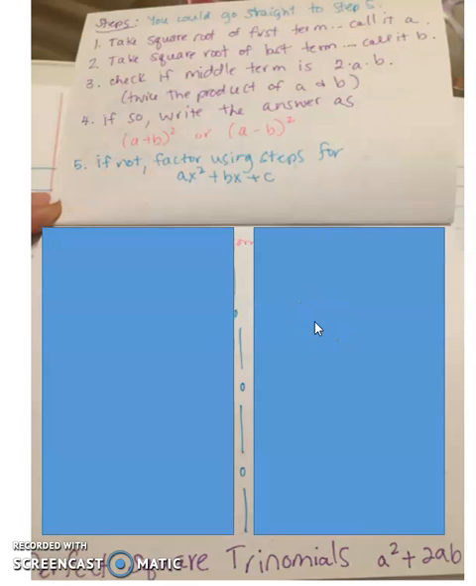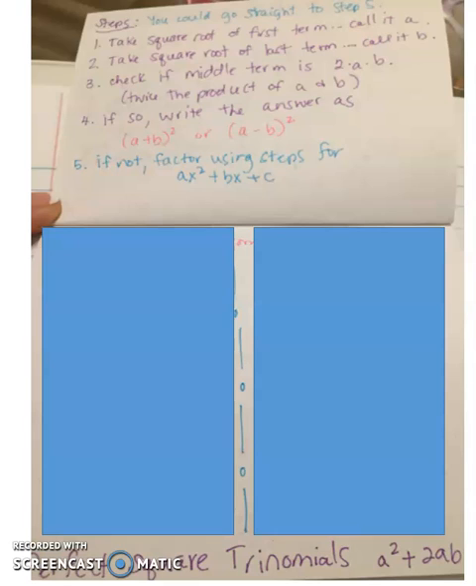Step 4, if this is true, you're going to write your answer as either a plus b quantity squared or a minus b quantity squared. And I'll tell you in a little while with an example to see the difference, so you can see which one you choose. And then step 5, if your middle term is not twice the product of a and b, then you can factor it using the steps of ax squared plus bx plus c, which will be the next video, or the next tab in just a moment.